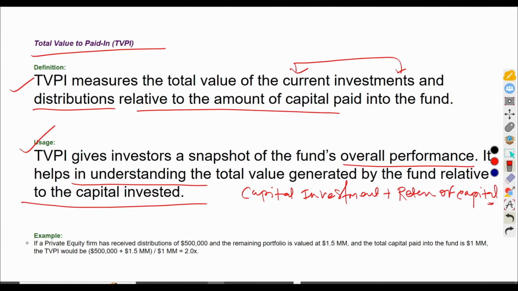So let's take an example of how it works. If a private equity firm has received a distribution of 0.5 million and the remaining portfolio is valued at 1.5 million, and the total capital paid to the fund is 1 million, the TVPI would be 0.5 million plus 1.5 million, which is the portfolio value, divided by the capital paid. Here we are comparing what amount the investor paid, how much the investor received, and what value is remaining in the portfolio. If you calculate it, the return would be 2.0x.